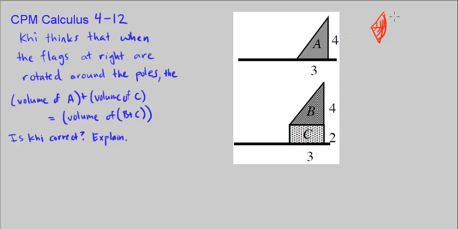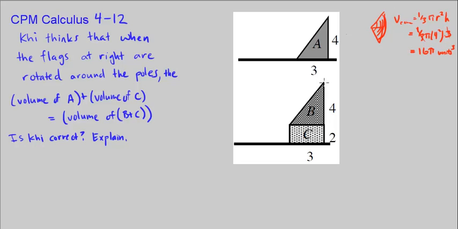A cone here, and we know the volume of a cone is equal to 1/3 pi r squared times h. R is the radius of the circle on the base, so that's 4, 1/3 pi 4 squared times h. H is the height, 3, and the 1/3 and the 3 cancel out. That's 16 pi units cubed, because volume is units cubed.